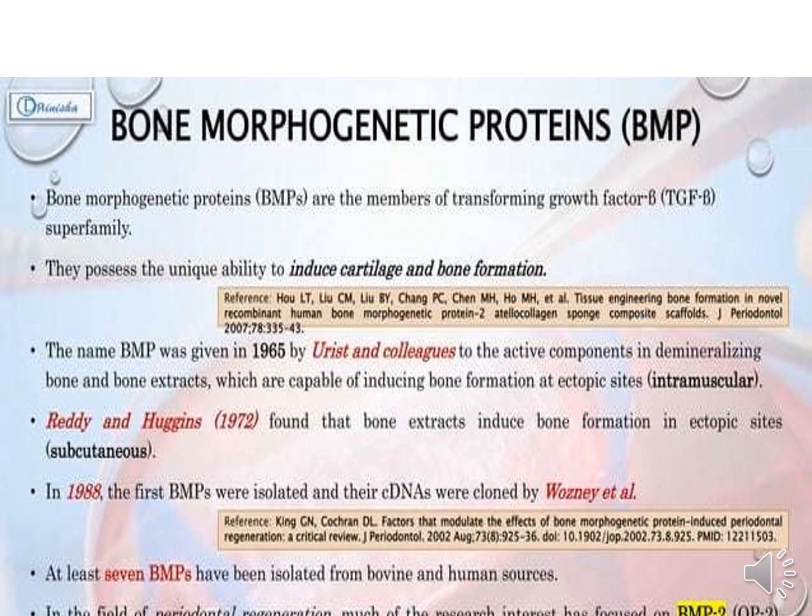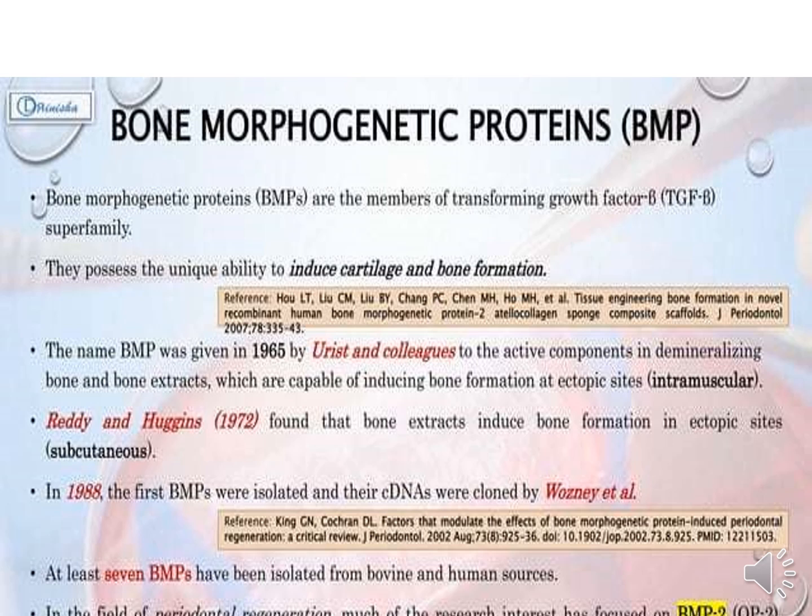Bone morphogenetic proteins are members of the transforming growth factor superfamily. They possess the unique ability to induce cartilage and bone formation. The name bone morphogenetic proteins was given in 1965 by Urist and colleagues to the active components in demineralized bone and bone extracts which are capable of inducing bone formation at ectopic sites. Reddy and Huggins in 1972 found that bone extracts induce bone formation at ectopic sites. In 1988, the first BMPs were isolated.